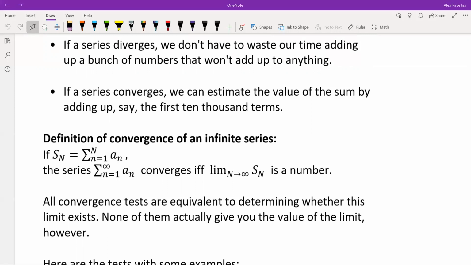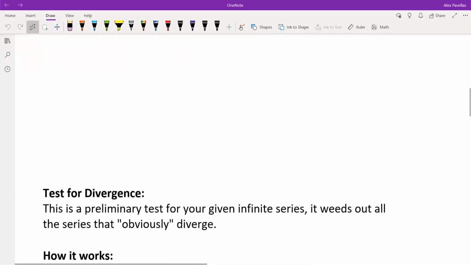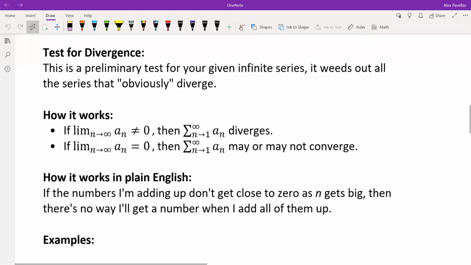Okay, so I wanted to go over a couple of examples. So let's go over the first one, the test for divergence. What is this? This is going to be your preliminary test for the question: does the series converge? The way I think about this one is that it's a weeder test. It weeds out all the series that, quote unquote, obviously diverge. This word obviously is generally not cool to use in a math class because what's obvious to one person isn't necessarily obvious to the next, but I'm hoping that by the end of this, this will seem obvious.